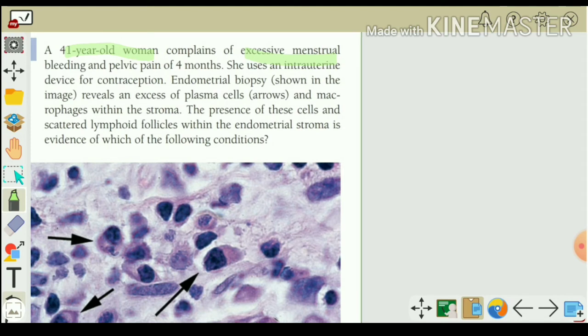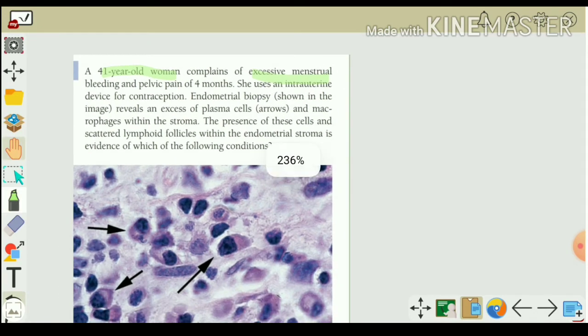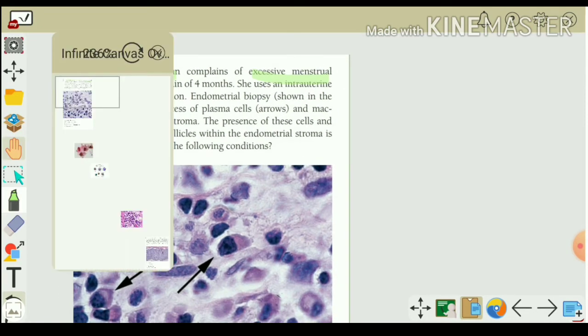Endometrial biopsy, shown in this image, reveals an excess of plasma cells and macrophages within the stroma. The presence of these cells and the scattered lymphoid follicles within the endometrial stroma is evidence of which of the following conditions? So it is a very simple question. They are asking about the examination of the biopsy. A 41-year-old lady complaining of excessive menstrual bleeding.